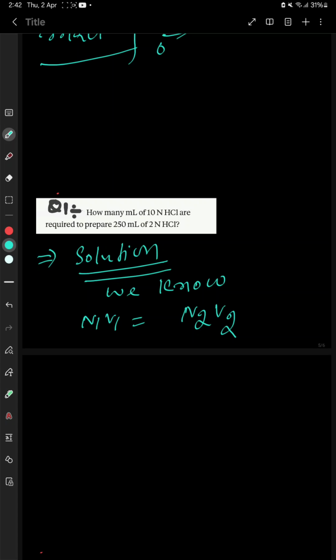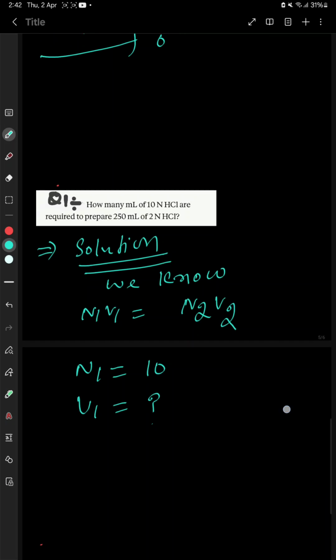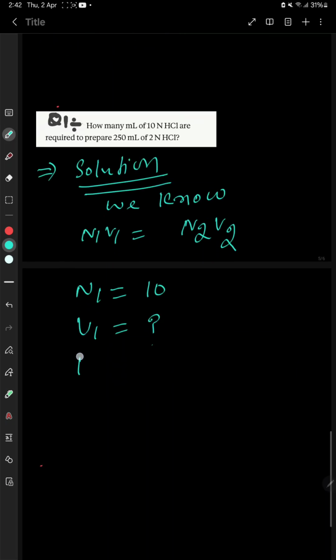So I need to break it. How will I break it? I'll be signifying the values for each factor. N1 must be equal to 10. V1 is not given, so I'll have to find V1. N1 is 10, V1 is not given. N2, as the question clearly says, is 2. And V2 is 250 ml.